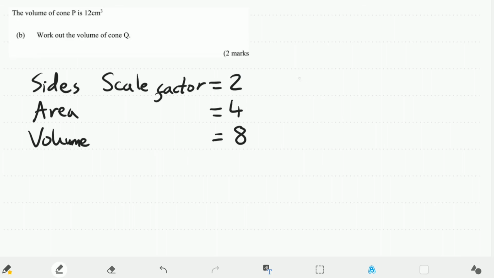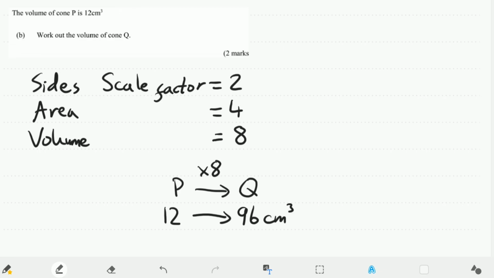So to go from P to Q, we would be multiplying by 2 if we were looking at the sides. We would be multiplying by 4 if we're looking at the area, which we already have done. And we would be multiplying by 8 to find the volume. So we are going to be multiplying by 8. And here we have 12 centimeters cubed. So once we multiply this by 8, we should end up on 96 centimeters cubed. And that is our answer.